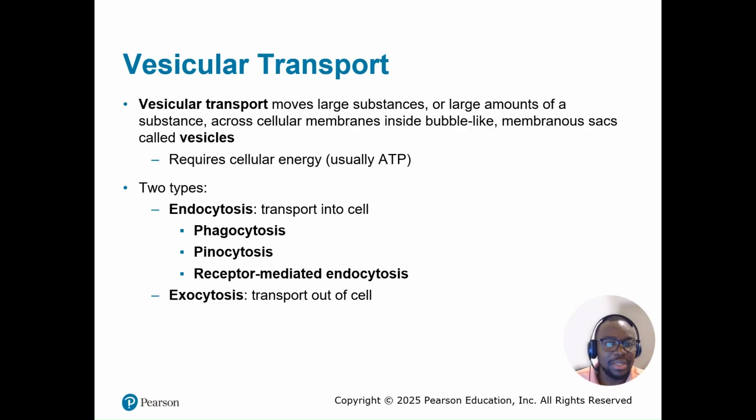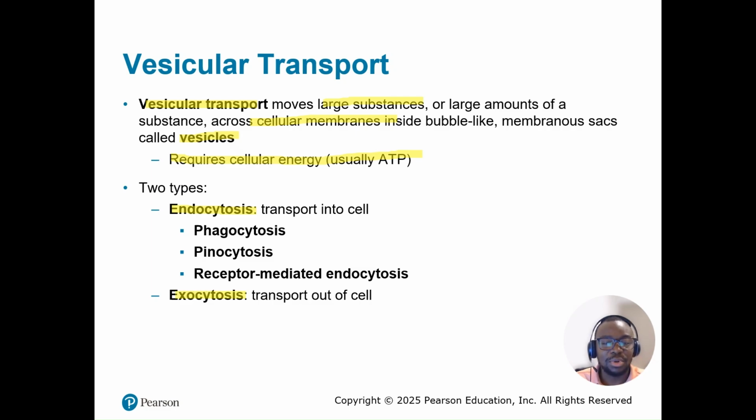Our next topic is vesicular transport. Vesicular transport moves large substances across membranes in structures called vesicles. Because it is an active transport mechanism, it requires energy in the form of ATP. We will focus our attention on two main types of vesicular transport: endocytosis and exocytosis.